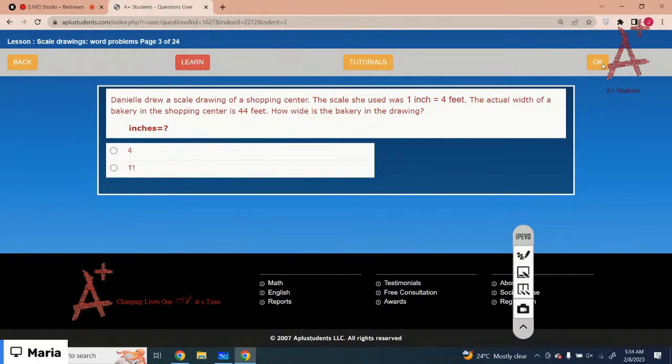Daniel drew a scale drawing of a shopping center. The scale he used was 1 inch equals 4 feet. The actual width of a bakery in the shopping center is 44 feet. How wide is the bakery in the drawing? So you just divide 44 by 4. Got it? So it would be 11. That means the correct option is 11 inches. Got it?